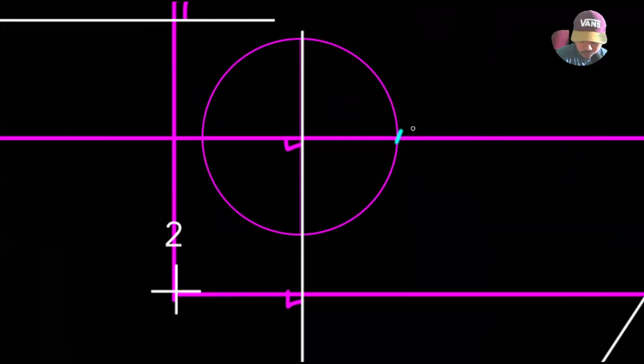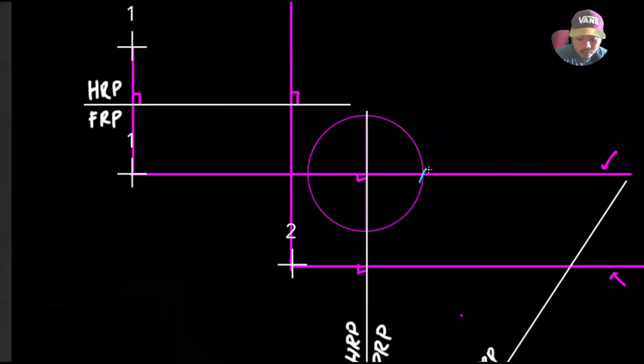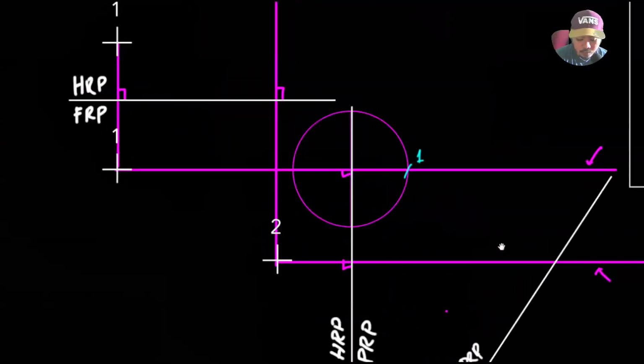Mark natin dito. Oh, yan. Then that is the location of point 1. This is now point 1, no? Right here. Tapos we do the same for point 2.